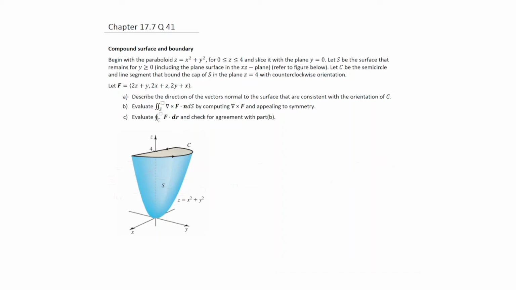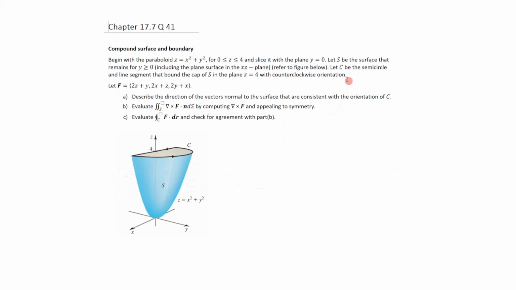I'm going to let S be the surface that remains for y greater than or equal to 0, including the plane surface in the xz plane. And so we have this outer perimeter, we have this top surface, and we have the back surface. So we actually have three different surfaces there, basically constituting the object that you see here.